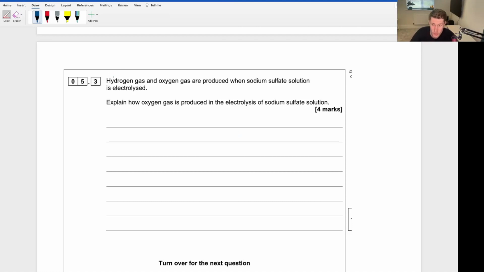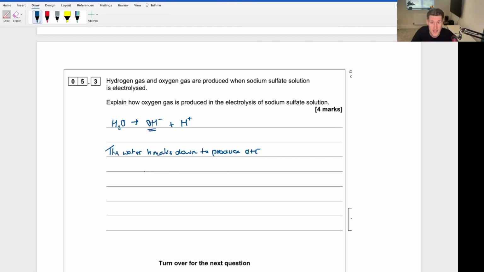So this is how oxygen is produced. Because this is aqueous, we know that the water, and I'll put this into a sentence in a second, will break down into its component ions, which is OH minus and H plus. Okay? If you know that, we've got our first mark. Because it's in water or because it's in solution, OH minus ions are present. The water breaks down to produce OH minus ions.